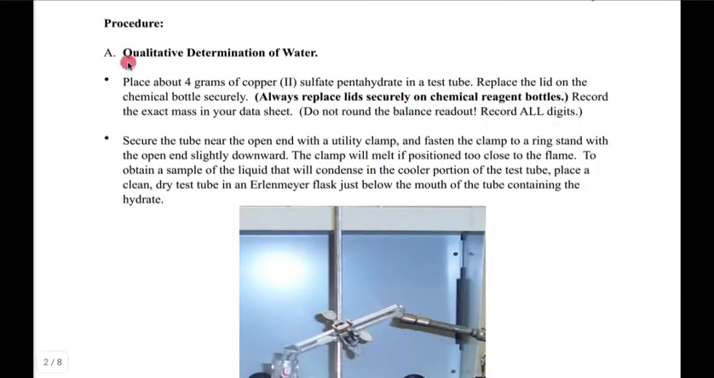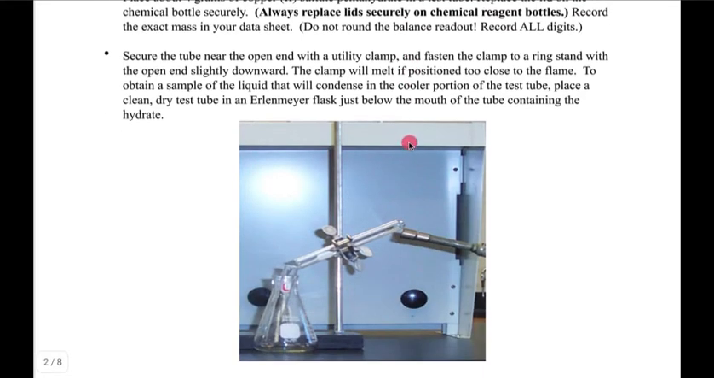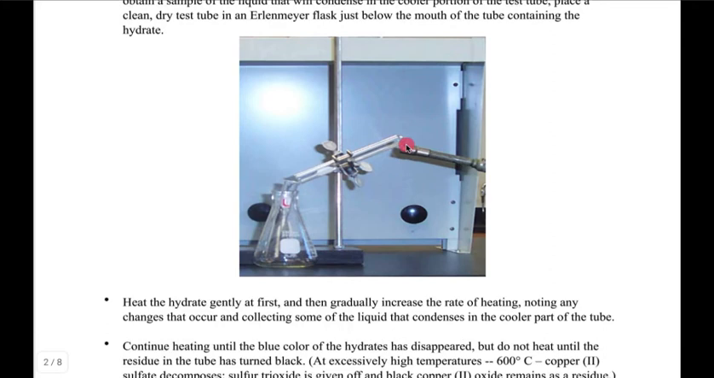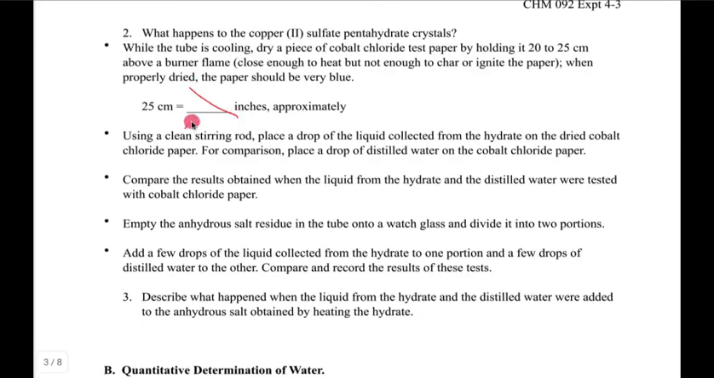There's that qualitative label for the copper sulfate pentahydrate sample. And what you're going to see, I'll just do a little preview, it's going to turn from blue to white. The white color indicates the anhydrous sample. You'll see this setup in the video. You don't need to worry about this part.